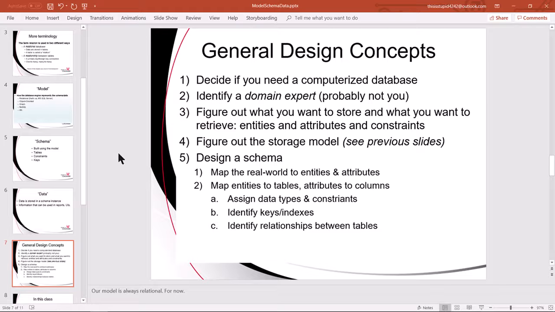In this class, sometimes you will be the domain expert if I ask you to implement a database that has relevance to you. And sometimes I will be the domain expert because we don't have a formal customer.